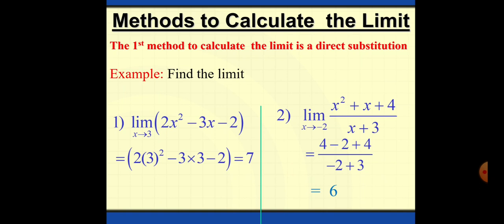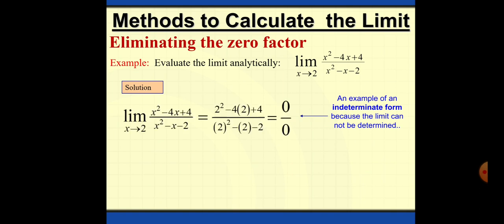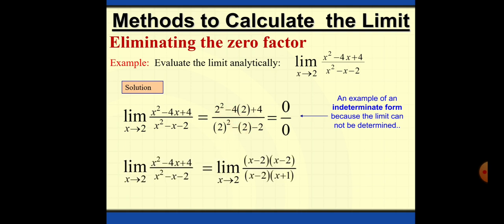But sometimes we have a problem with direct substitution. If we substitute here in this problem when x equals 2, we have a problem because the answer is 0 over 0. It doesn't make any sense because it is called an indeterminate form. So what can we do? We have to factorize to eliminate the zero factors.